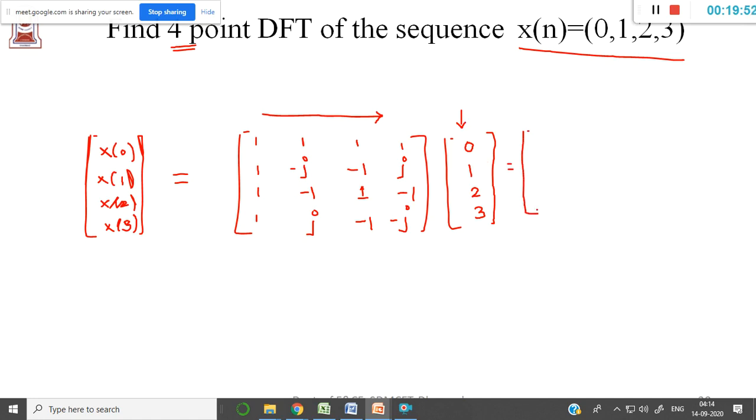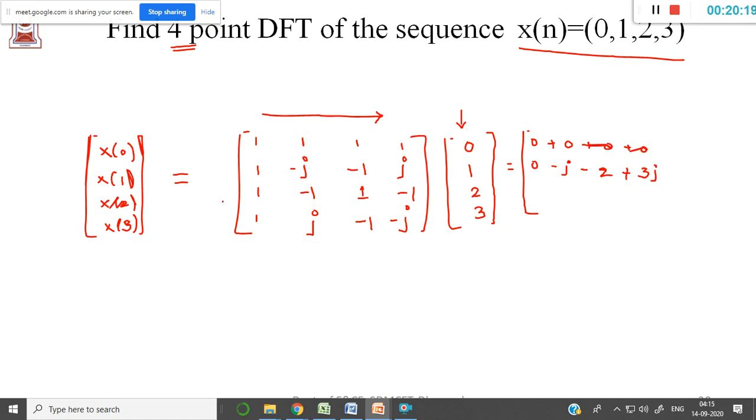Quickly, what is the first sequence here? It is obviously 0, and whatever value you multiply, it becomes 0 itself. 0 plus 0 plus 0 plus 0, once again 0. Okay, leave it. 1 into 0 is also 0. Minus 1 into j is minus j. Minus 1 into 2 is minus 2, j into 3 is plus 3j, right?